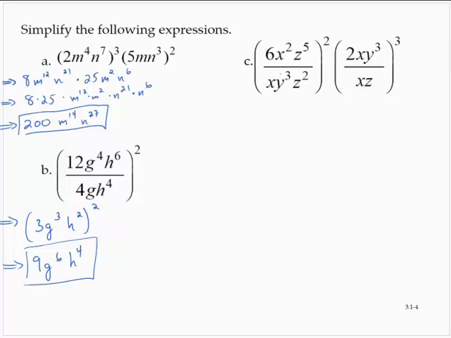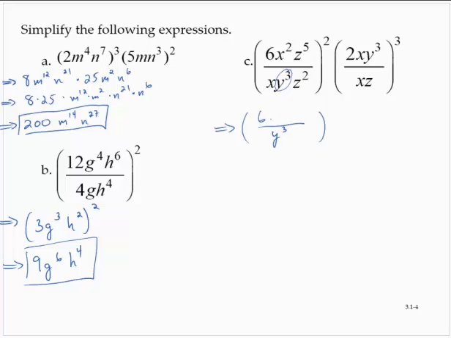Alright, I'm going to use a similar pattern here with exercise C. I'm going to simplify on the inside first on both of these. So I have the 6 in the numerator, that's not going to reduce with anything. I have an x squared over x, that's going to leave an x. Now notice how this y to the third is in the denominator, and it's not going to reduce with anything. So I'm going to leave that y to the third in the denominator.